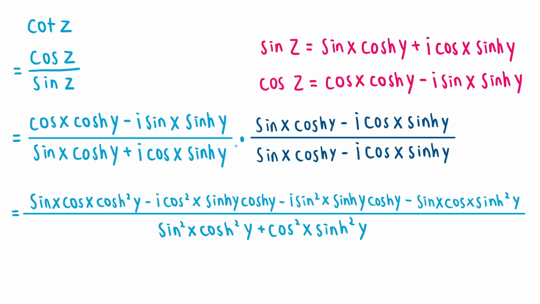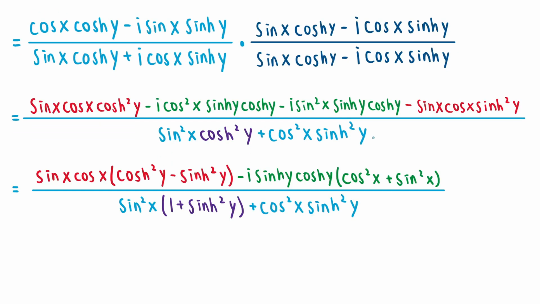The next thing we need to do is to multiply both the numerator and denominator of this expression by the complex conjugate of the denominator. So we need to multiply both the numerator and denominator by sine x cosh of y minus i cosine x sinh of y. And if we do that, we end up with this huge expression. I would like to do a few things now.